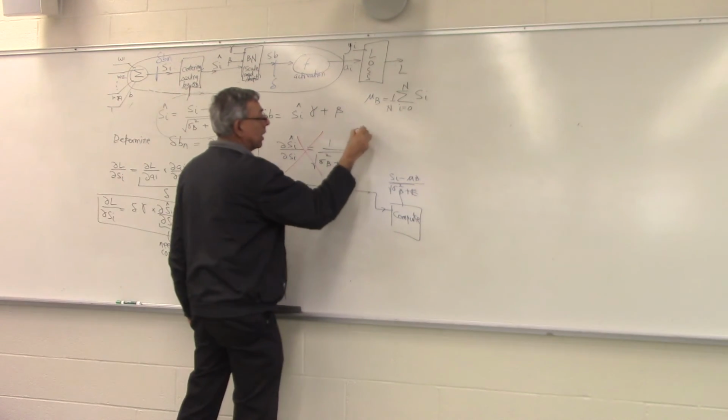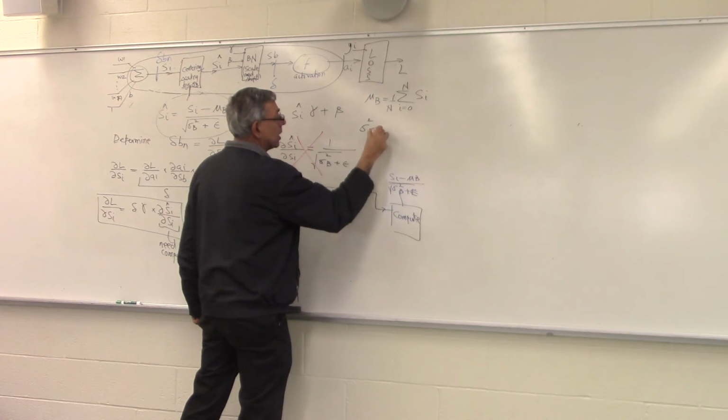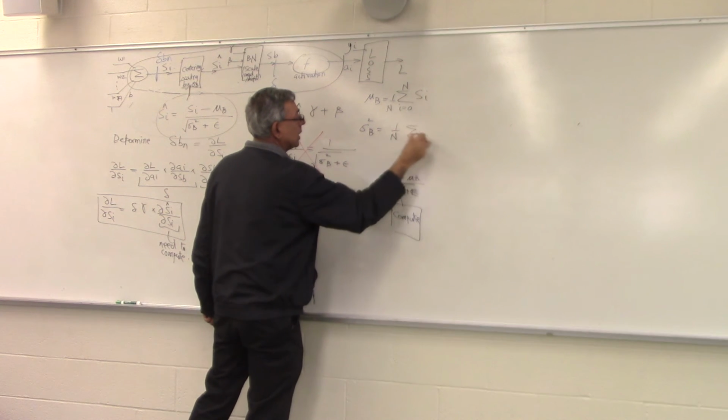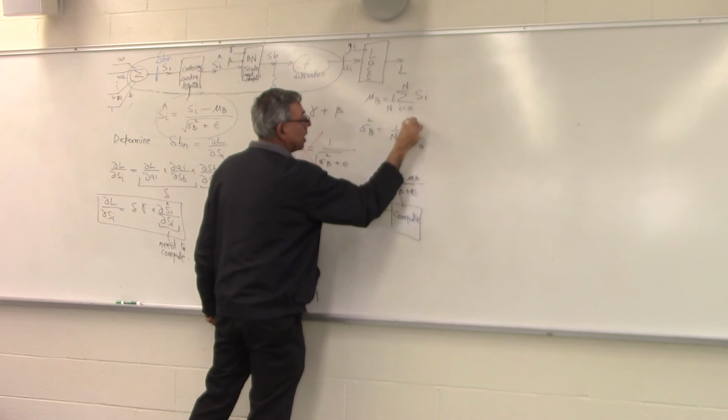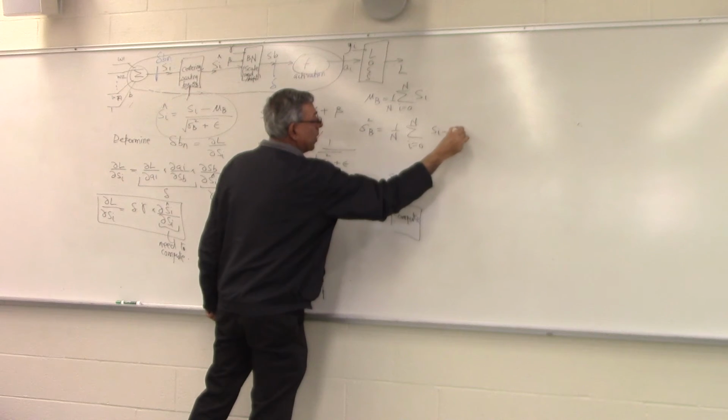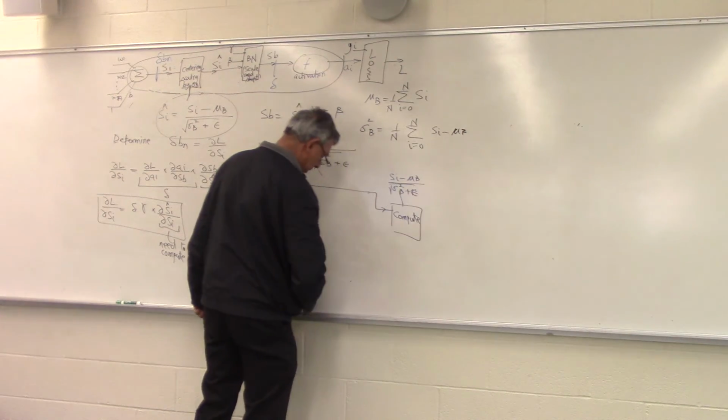Same way, if you take a look at the equation for the variance, by definition, this is SI minus mu B.